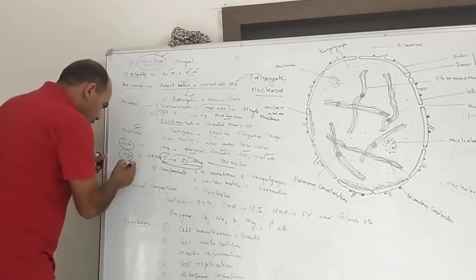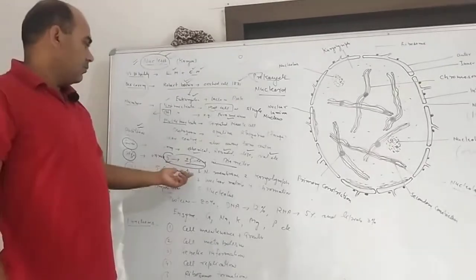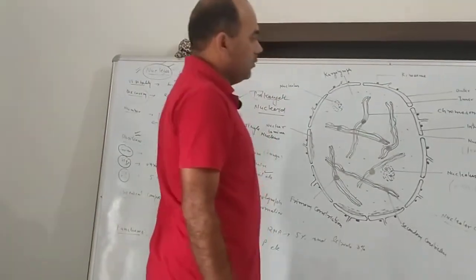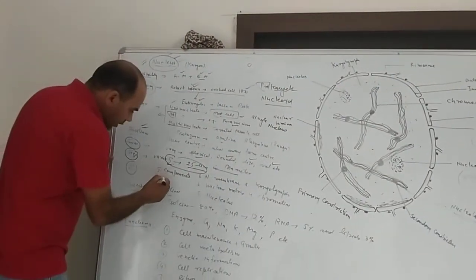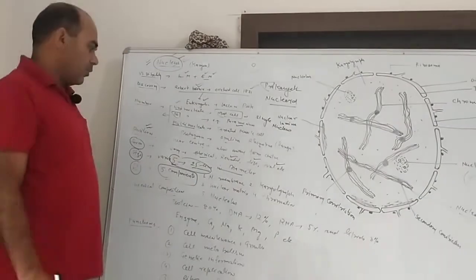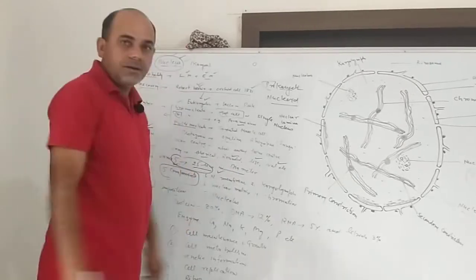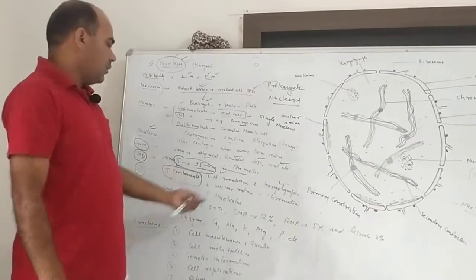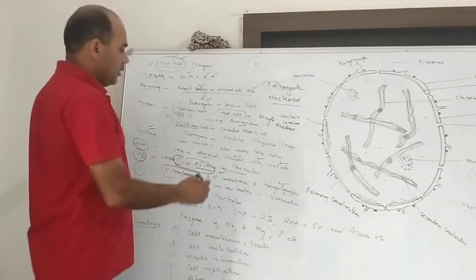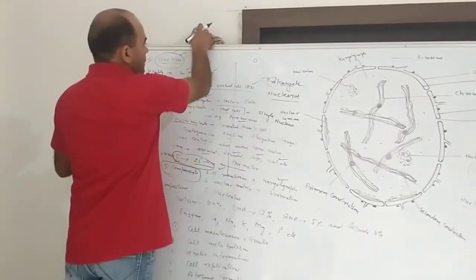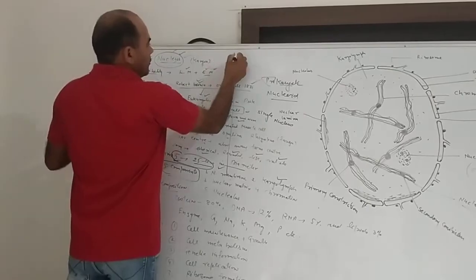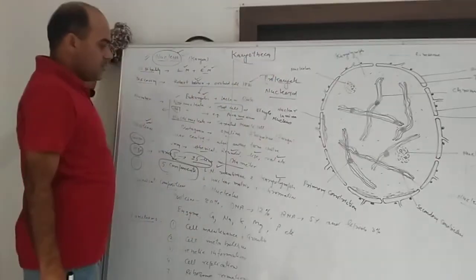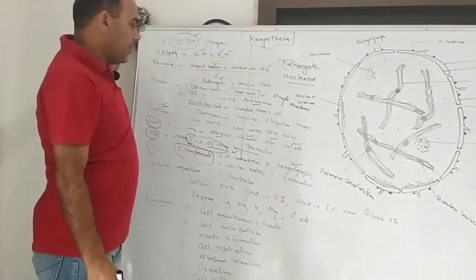Next, we study the detailed structure of the nucleus. This is the major topic we are going to study. Look here, there are many components of a nucleus. Basically it consists of 5 structures. The first one is the nuclear membrane, also known by another name, karyotheca. Again, a very important question: one mark question, what is the other name of the nuclear membrane, or nuclear envelope? It is called karyotheca.